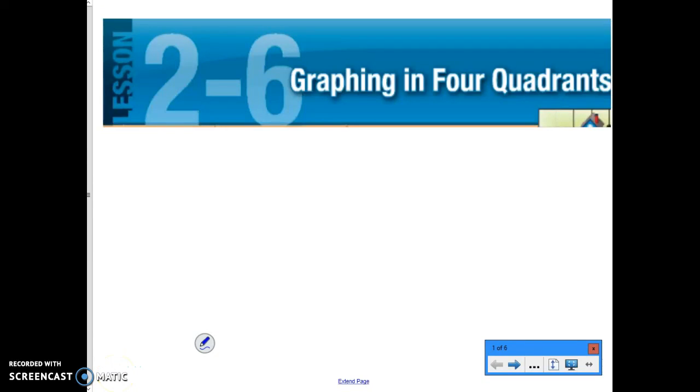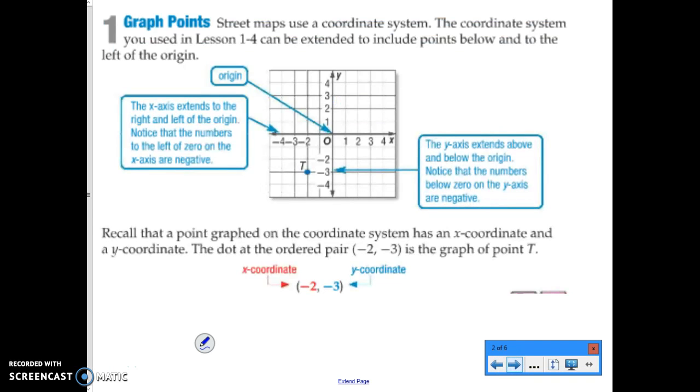Hey guys, today we are talking about graphing in 4 quadrants on the coordinate plane. This is Chapter 2, Lesson 6. So street maps use a coordinate system. The coordinate system used in quadrant 1 that we learned can be extended to include points below and to the left of the origin. So here, take a look.